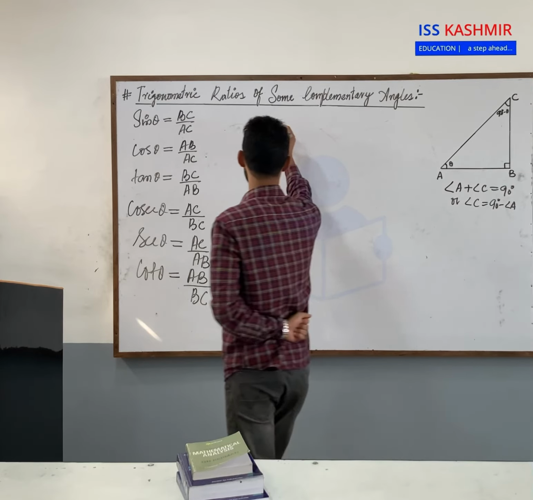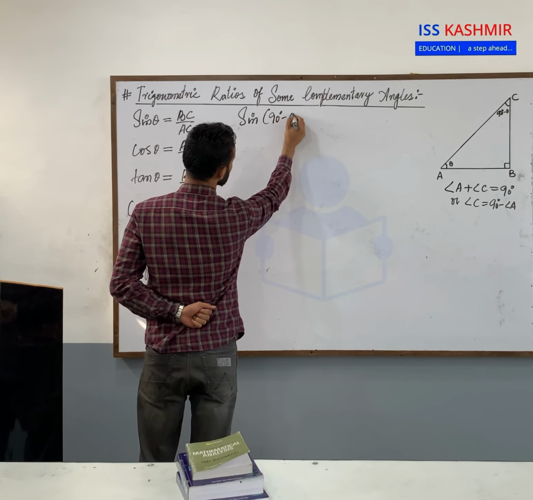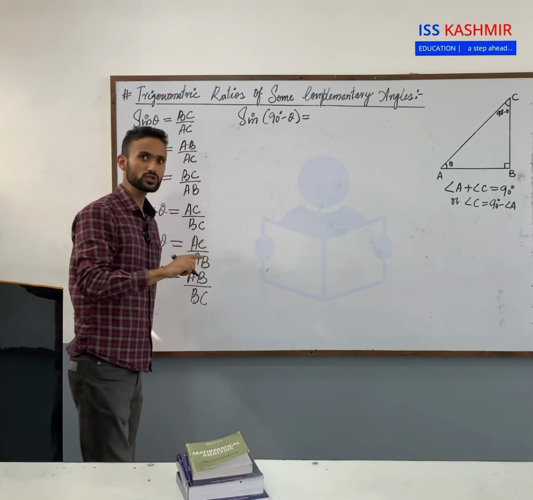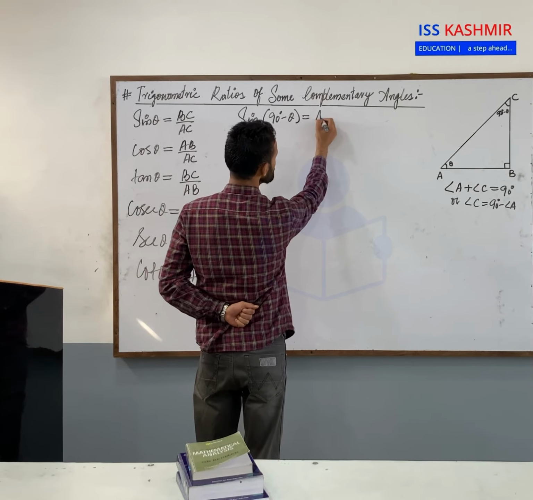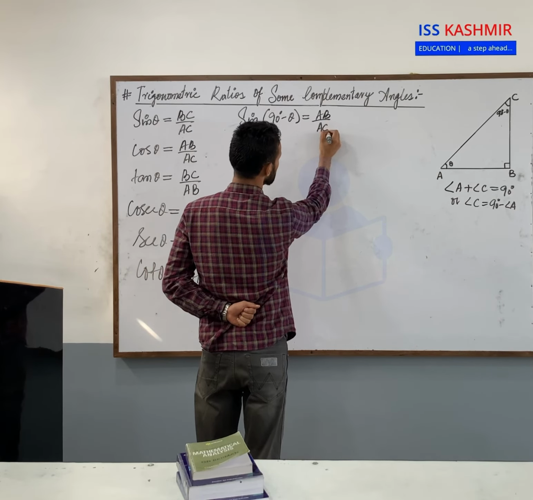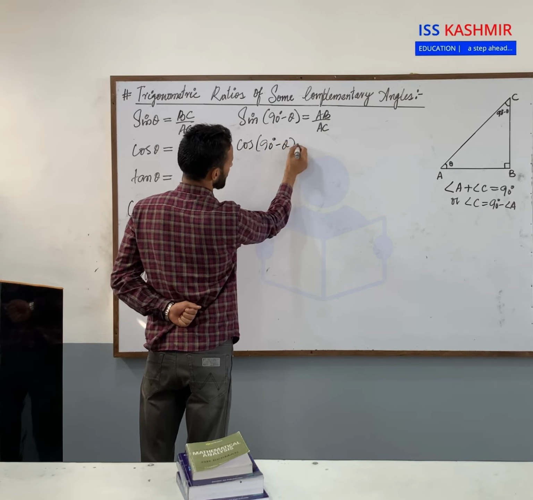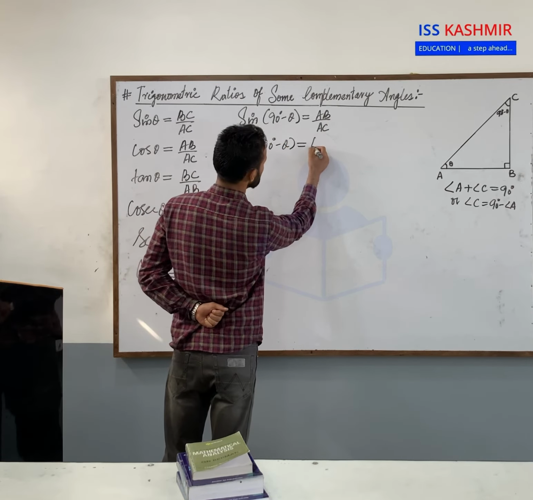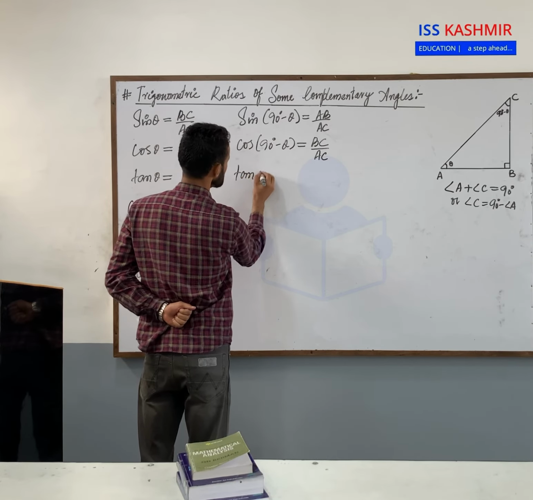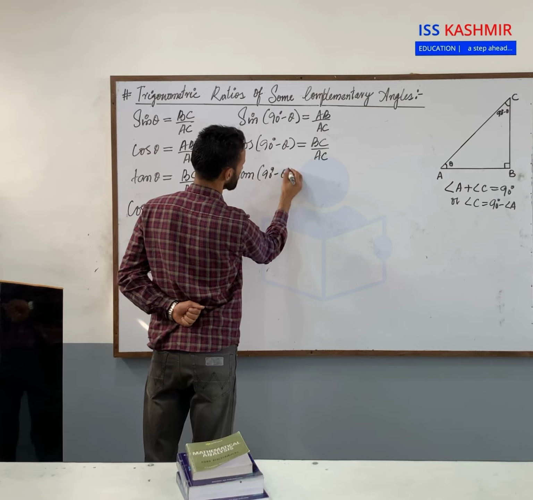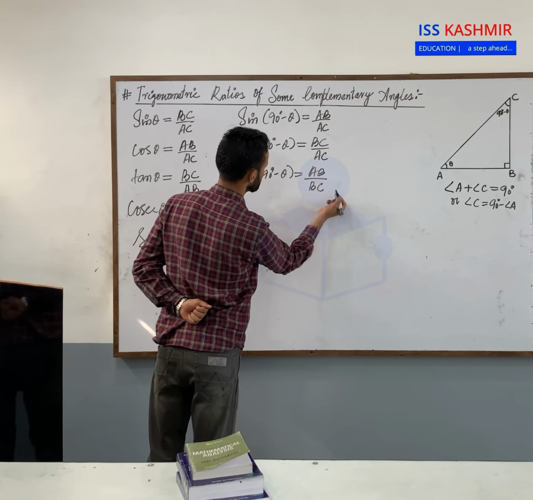So, the first trigonometric ratio is sine of 90 minus theta, that is the ratio of side opposite to the hypotenuse. So, that will be equal to AB by AC. Similarly, cos of 90 minus theta will be equal to BC by AC. Then tangent of 90 minus theta will be equal to AB by BC.